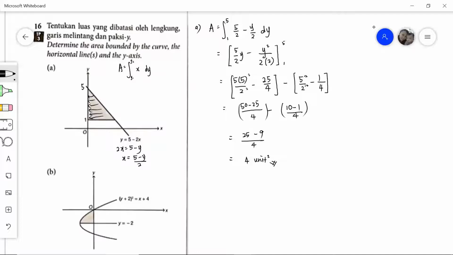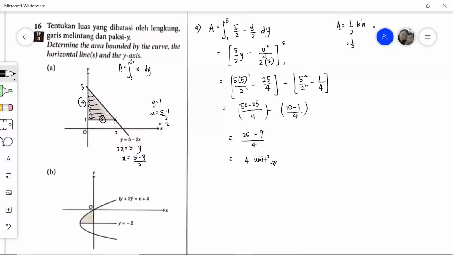Okay, so that's it if we were to use the integration to find. Alternatively, based on this shape, it is actually a right angled triangle. We can use the formula of finding the area of triangle, half times the base times the height. So the base here, we got to find a corresponding x value when y equals to 1. So when y equals to 1, we have x equals to 5 minus 1 divided by 2. So we have 2. So the x coordinate here is 2, which means the base is 2. And the height is 5 minus 1, 4.